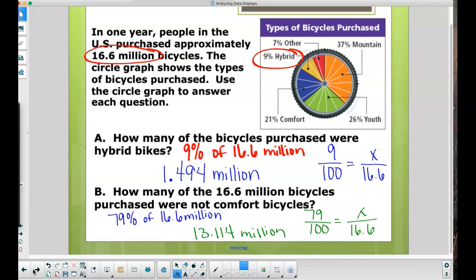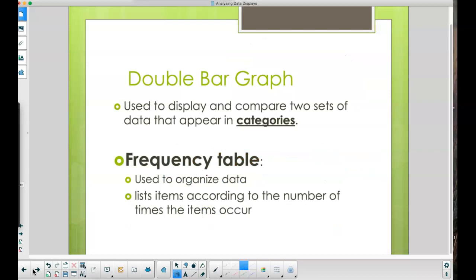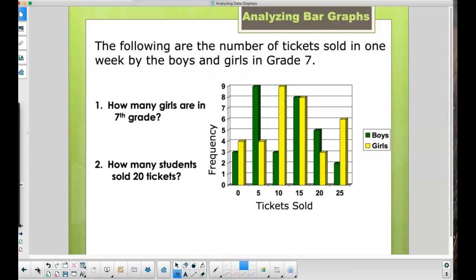Alright, the next type is a double bar graph. Okay, remember bar graphs display data in categories. So flip the page in your packet. Okay, here we have a bar graph that shows the number of tickets sold in 1 week by the boys and girls in grade 7. Okay, so they were selling tickets for something. Who knows, maybe it's like a musical or whatever it is.